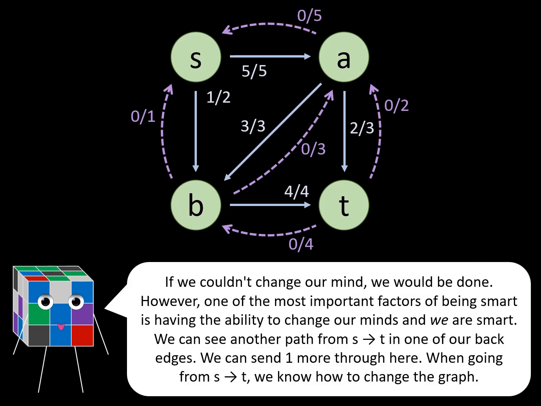If we couldn't change our mind, we would be done. However, one of the most important factors of being smart is having the ability to change our minds, and we are smart. We can see another path from S to T in one of our back edges. We can send 1 more through here. When going from S to T, we know how to change the graph.